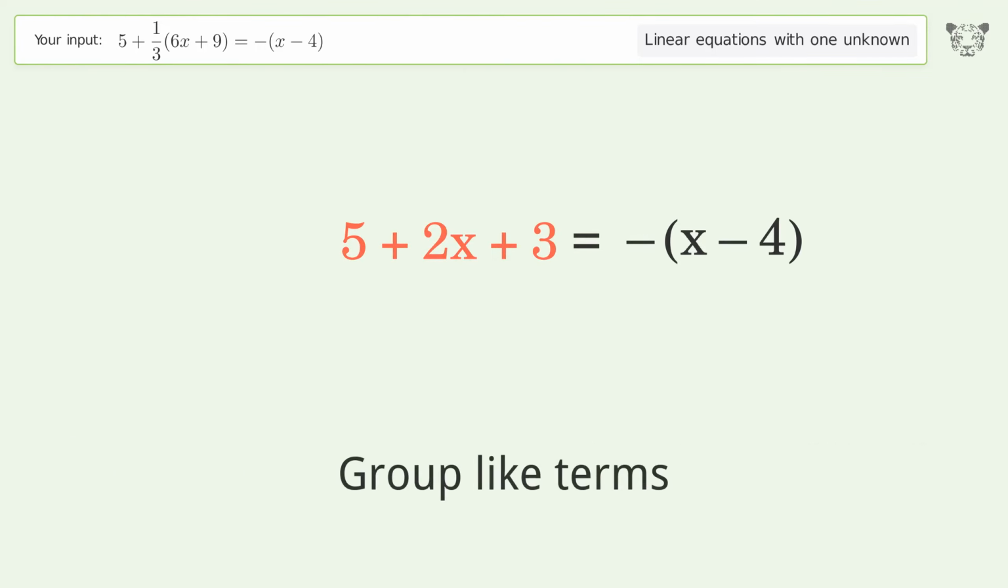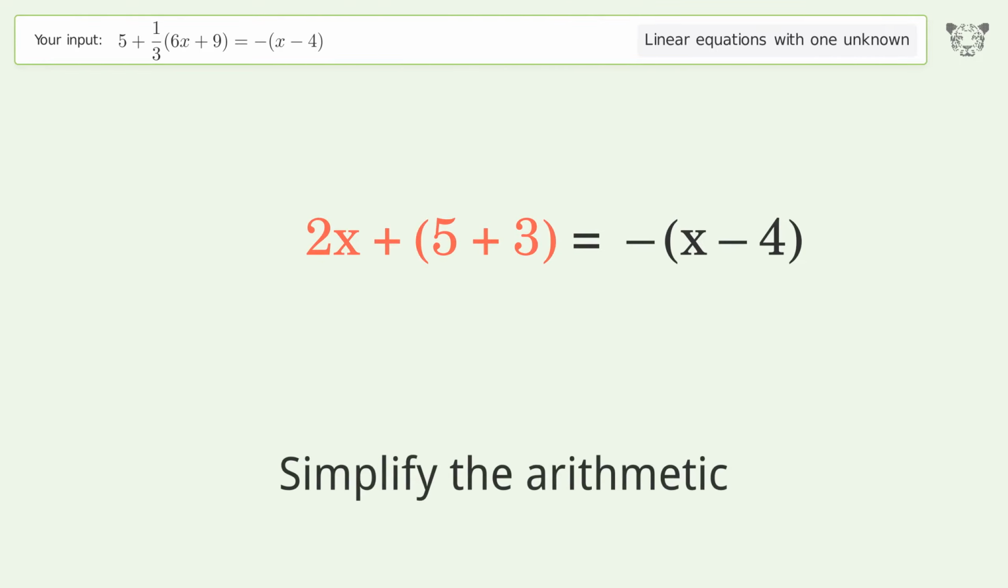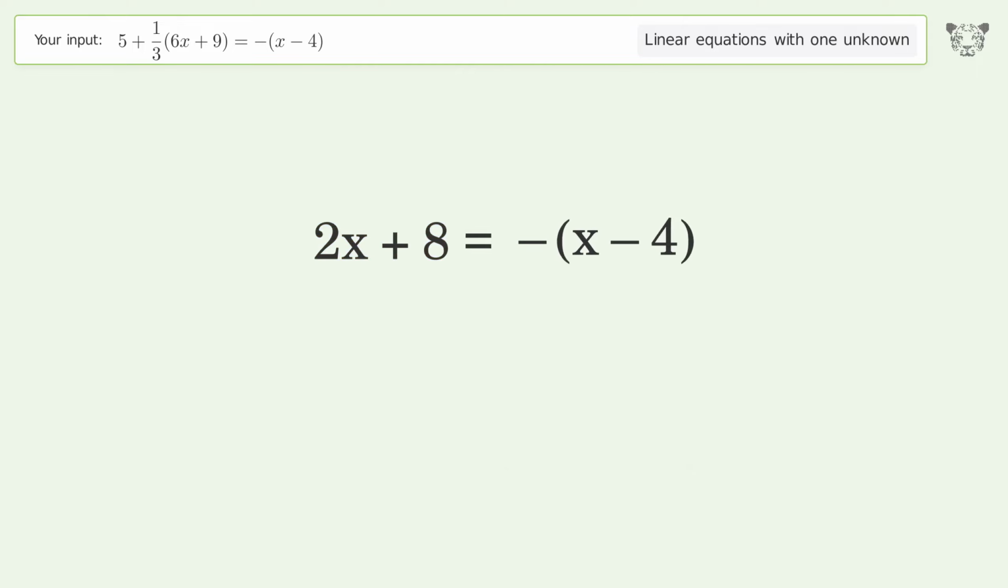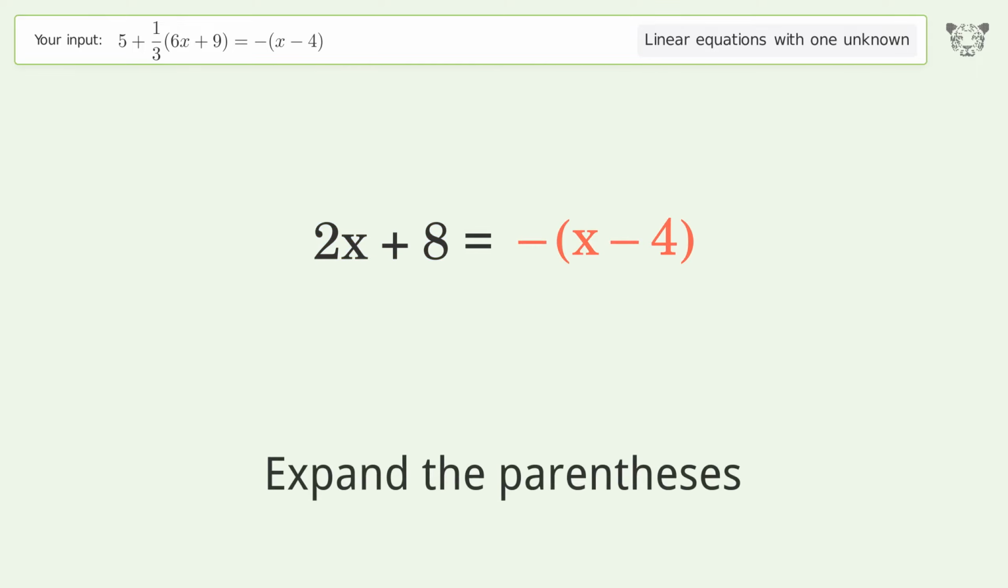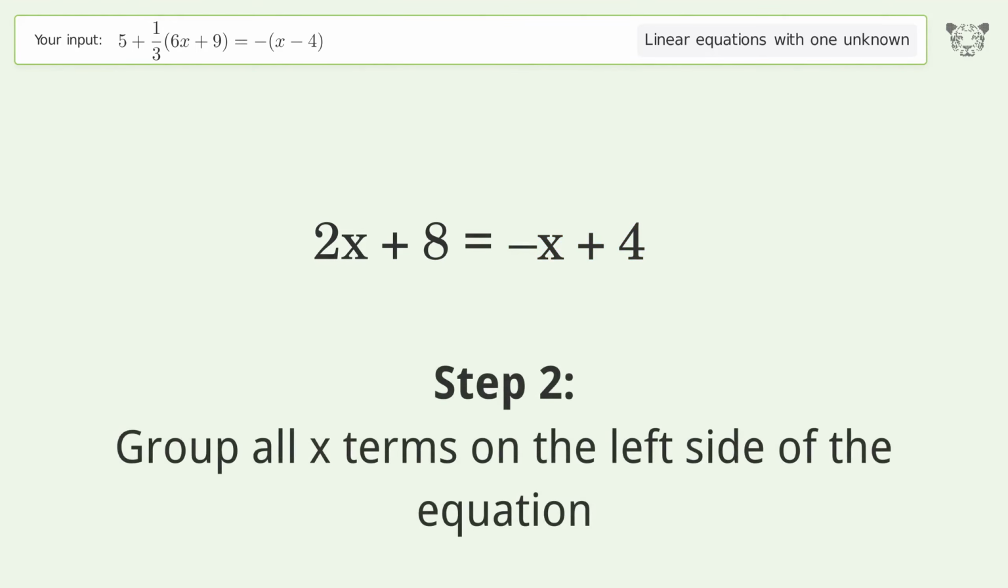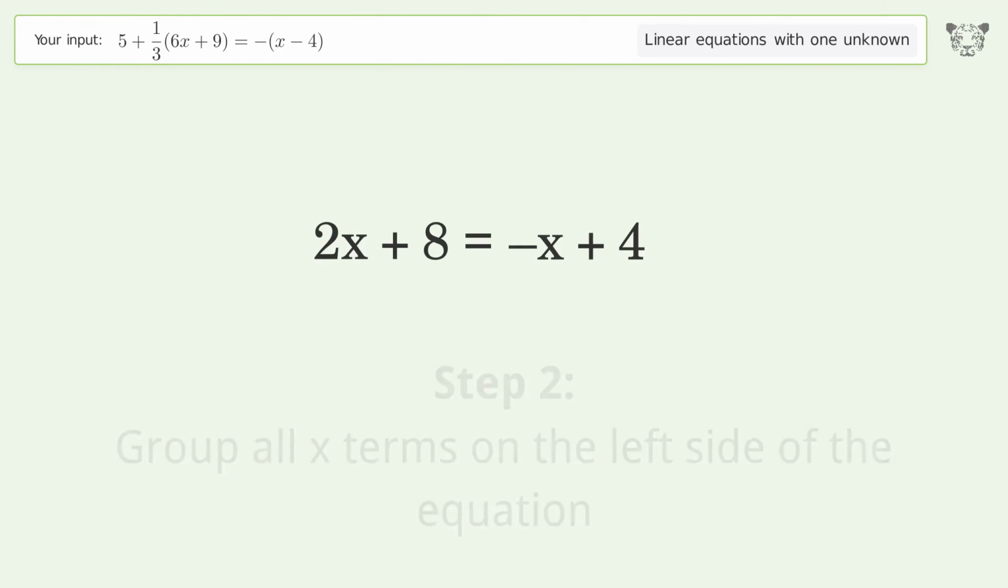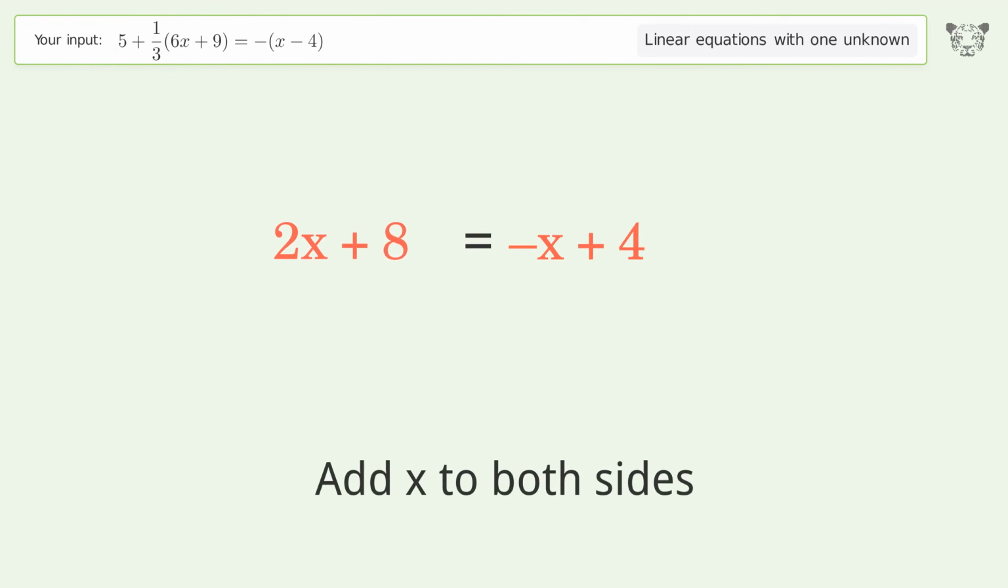Group like terms. Simplify the arithmetic. Expand the parentheses. Group all x terms on the left side of the equation. Add x to both sides.